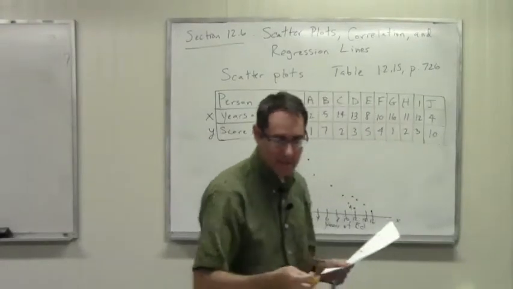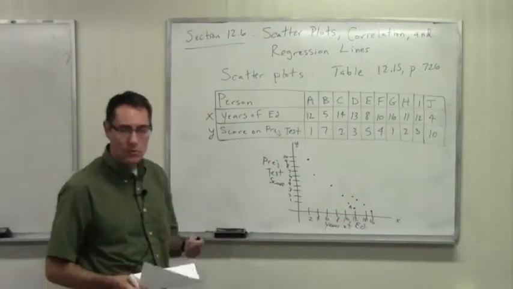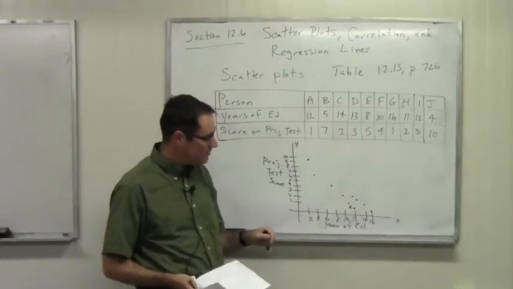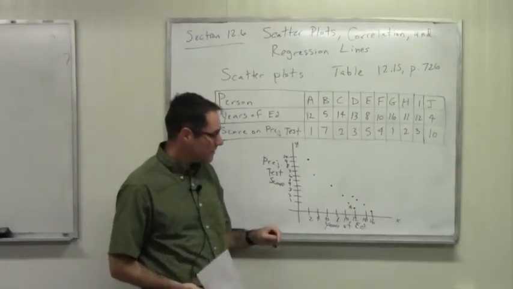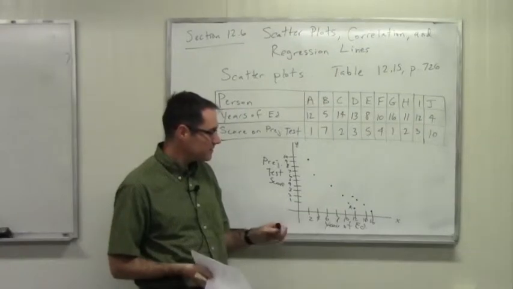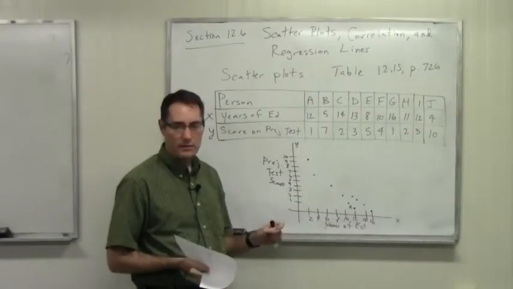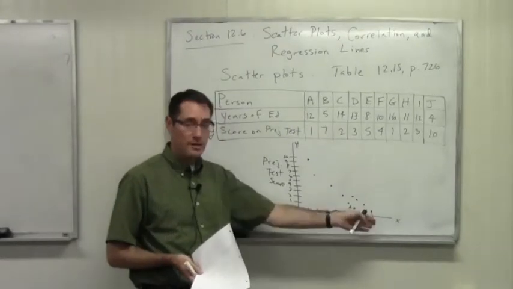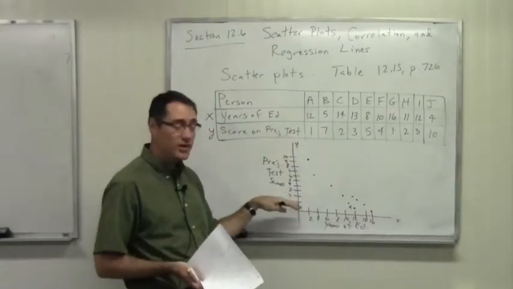You're saying it does? Okay, well why? Why do you think it does? Well, it shows as time goes on, the more education you have, the less prejudiced you are. As time goes on? Not as time goes on. What do you mean? This is as the years of education goes up, your prejudice score generally goes down.